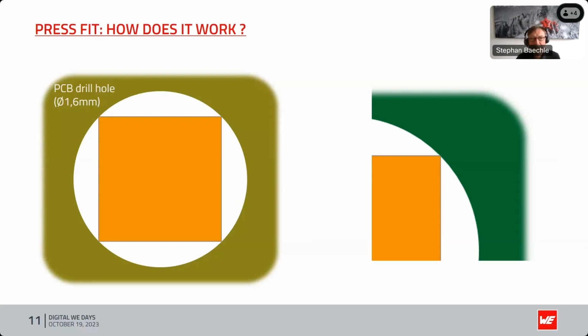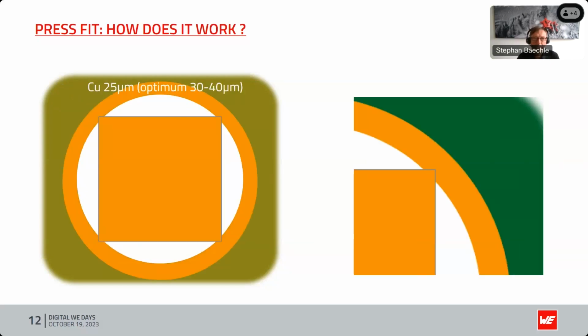That means the pin has a square of 1.6 millimeters. And if we have a hole of 1.6 millimeters, it just touches the hole on the side, as you can see on the left picture. What we have to do next, we have to bring copper into our via. There we can choose between 25 micrometers and 40 micrometers. The optimum is between 30 and 40 micrometers, because then we have enough space for our cold welding situation, which will be established during the press fit process.